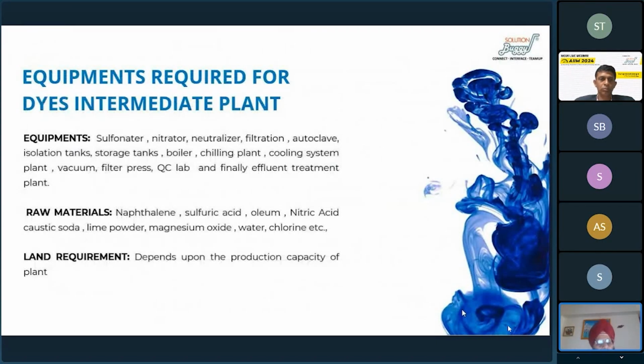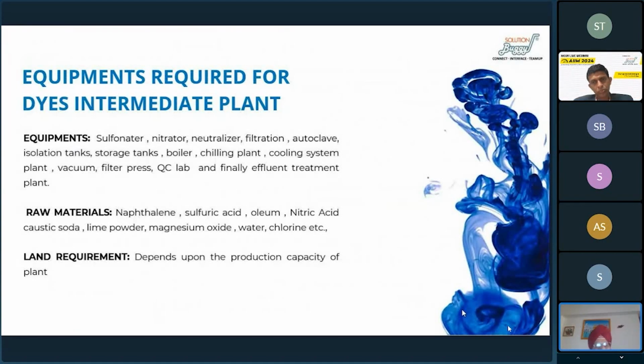In all these dyes intermediates, the main raw materials required are naphthalene, sulfuric acid, oleum, nitric acid, caustic soda, lime powder, magnesium oxide, etc. Equipment-wise, a lot is required, because the sulfonator is separate, the nitrator is separate, then neutralizer, filtration, autoclave, isolation tanks, storage tanks, boilers, chilling plant, cooling system, vacuum, filter press, quality control lab, and finally effluent treatment plants. These are the major requirements for any dyes intermediate plant.